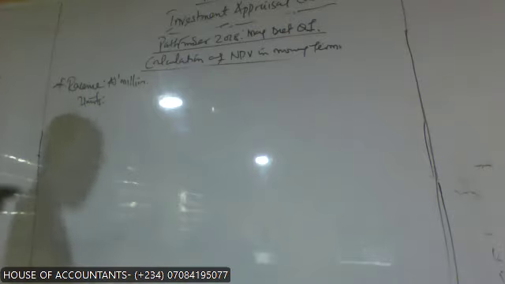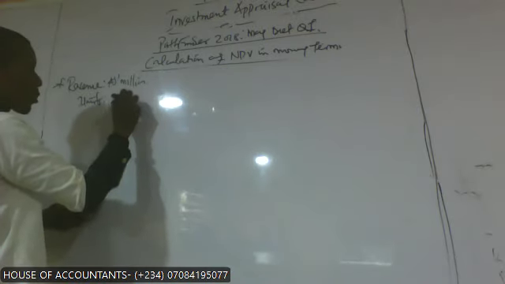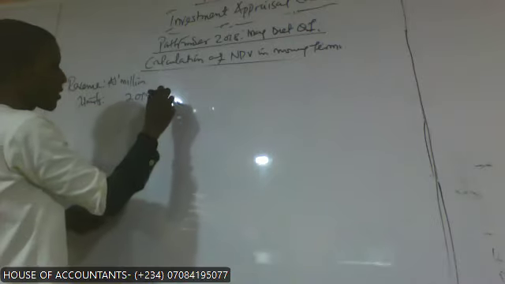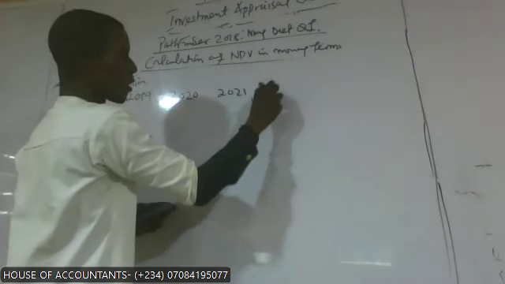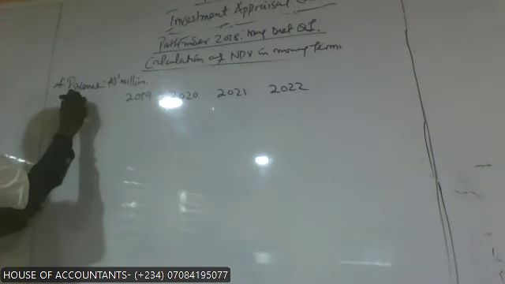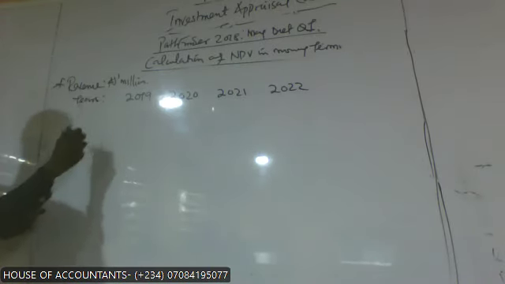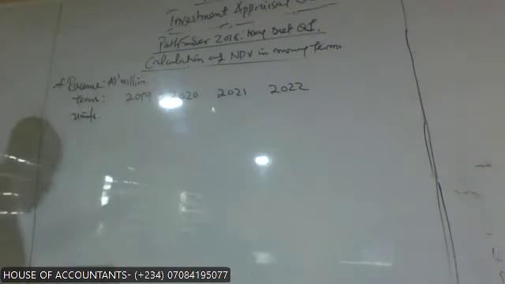Now, if it's going to be in millions, it says the unit. So we are looking at 2019, right? 2020, 2021, and 2022. So what is going to be the unit accordingly, for the years?